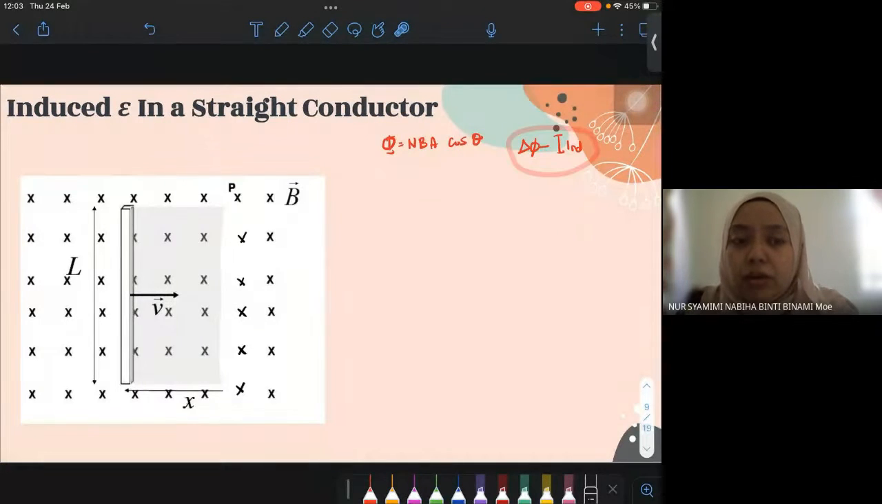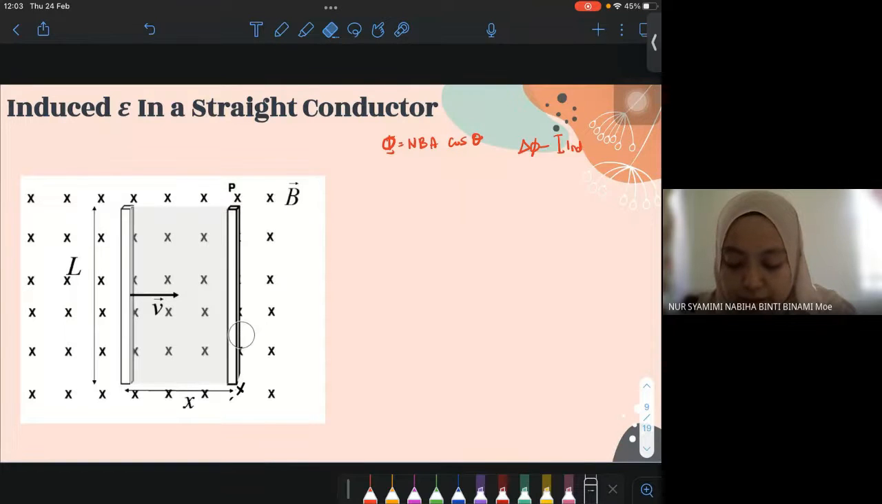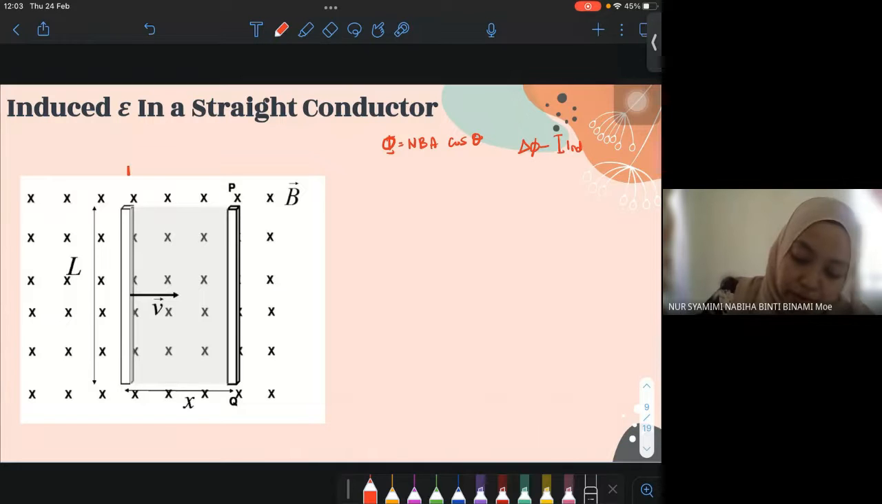So how do I induce a current in a straight conductor? Okay, so now I need to change one of these: N, B, A or the angle. What I do is I have a wire and I move it to the right. When I move it to the right, the conductor will be here. The conductor sits here, and I move it from position 1 to position 2.